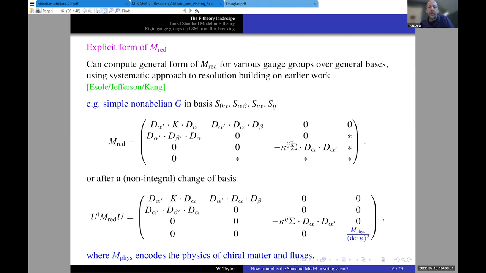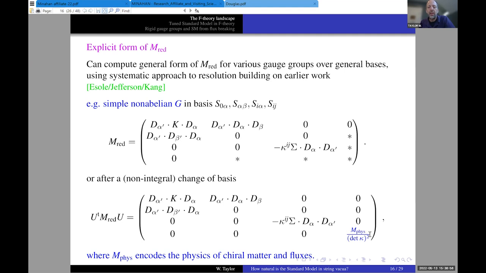And then there's the kappa here, which is the inverse Cartan matrix of the gauge group. Sigma again is the divisor carrying the gauge factor, and then that gets dotted into the D's. And after we do a non-integral change of basis, again, these are all the same, with these asterisks being undetermined. They're all related to each other for different resolutions under linear transformations, or under a non-integral change of basis, we can diagonalize that last part.